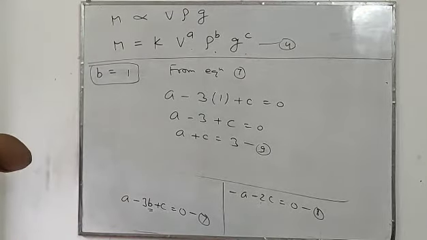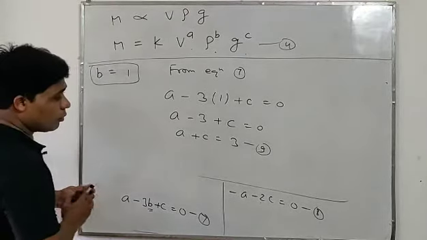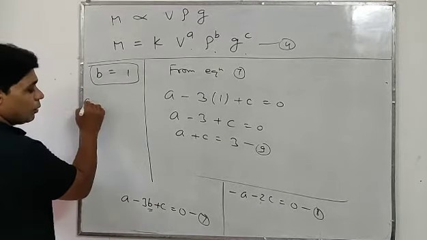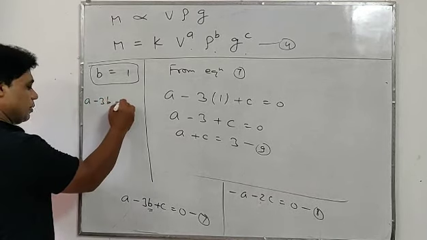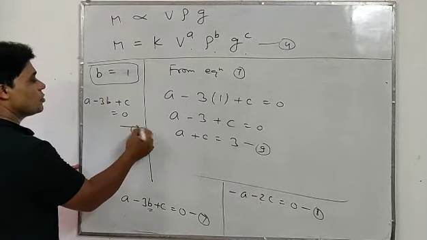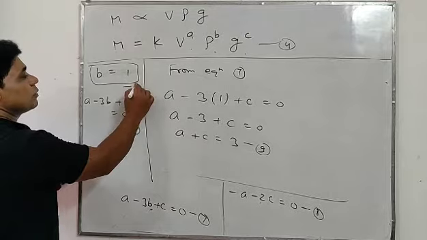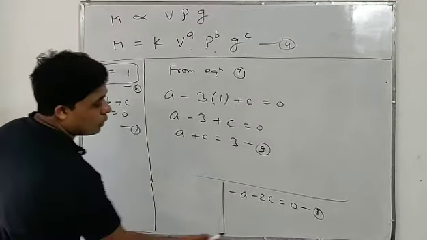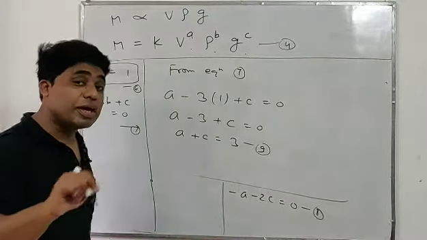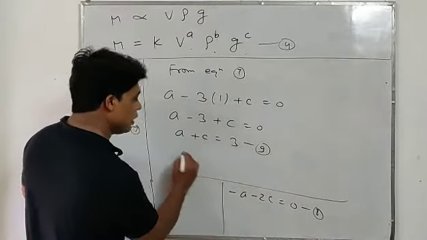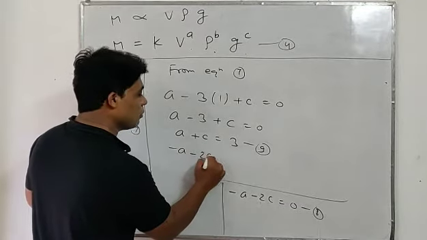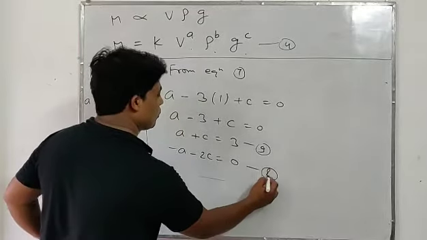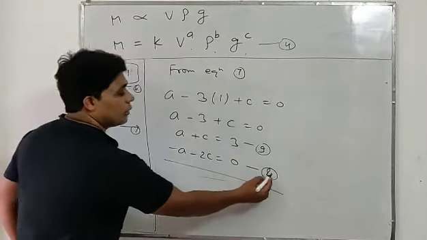So now students, 7th I'm writing here. This is rough work. a minus 3b plus c equals 0, the 7th equation. That was the 6th equation. That is rough work. Now students, we have to solve 8th and 9th. That will give a and c. And what is 8? Minus a minus 2c equals 0. That is the 8th equation.